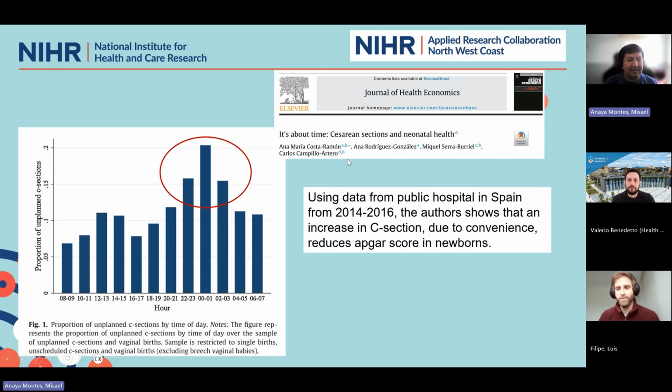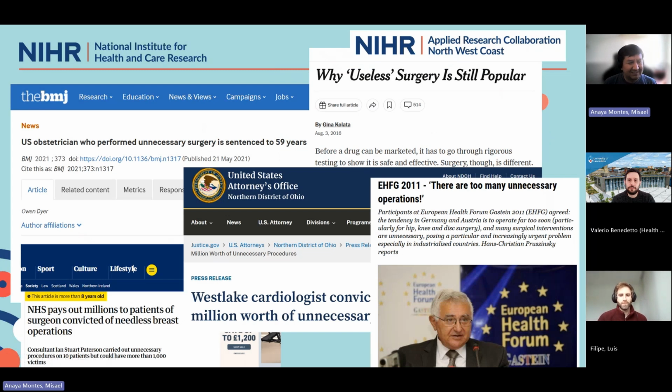But it's not only in C-sections, and it's not new. This phenomenon has been studied for decades. You can review articles from the 1970s. They can see, look, there are a lot of surgeries, and here we have an example from the US performing unnecessary C-sections, and then we have an example from the NHS, okay?